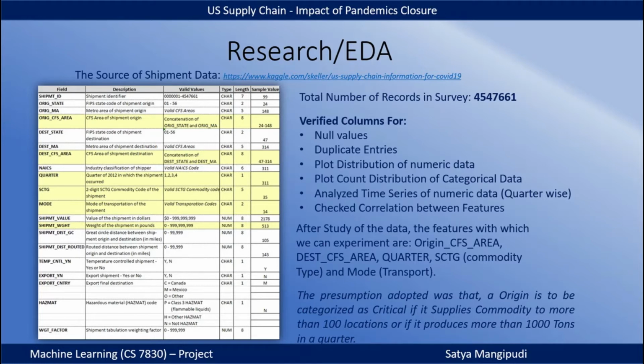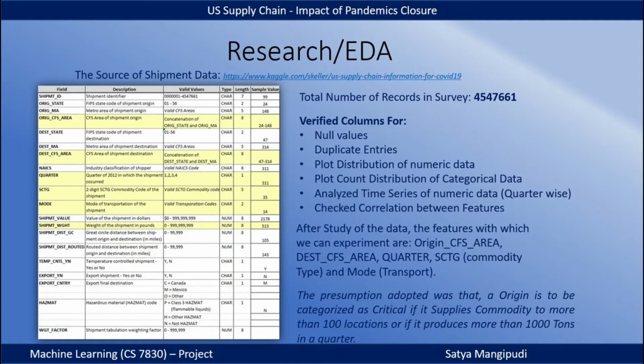Shipment weight is the weight of the shipment in pounds. Here we have a variety of values starting from 0 to a very big value. We'll talk about how it is handled in the next sections. The next two columns relate to distance. Temperature control, yes or no, is self-explanatory. Then the next two columns are export related. The Hazmat column has a hazmat code if it is a hazmat shipment. The last column is the shipment tabulation weighting factor, and according to the census, it is a product of 7 different component weights. There are 4,547,000 records in the dataset.